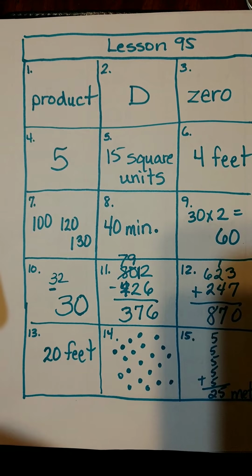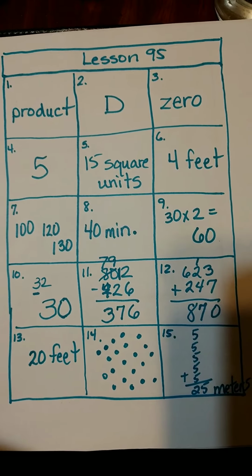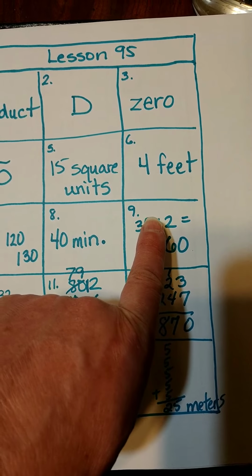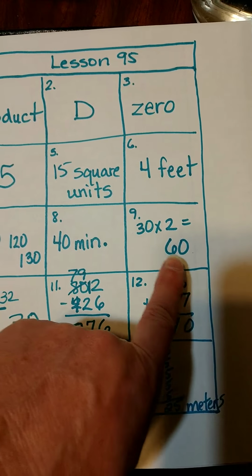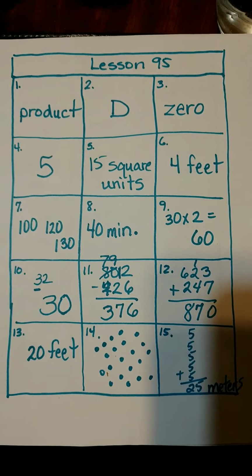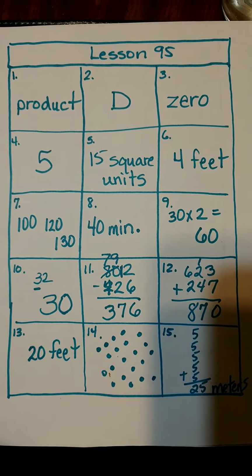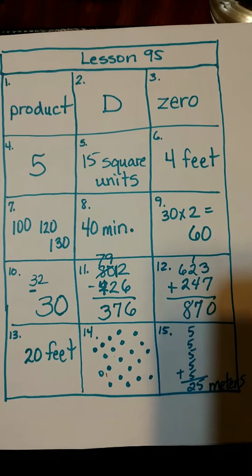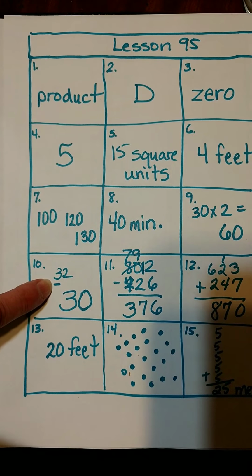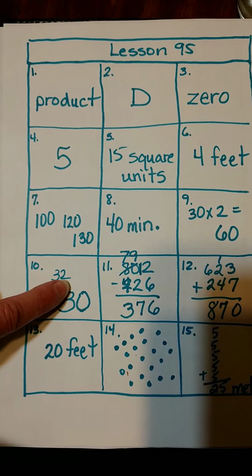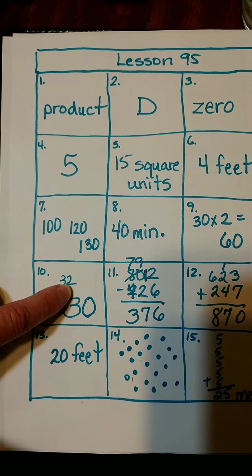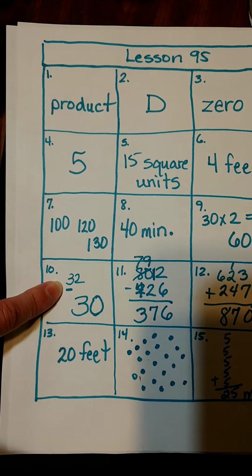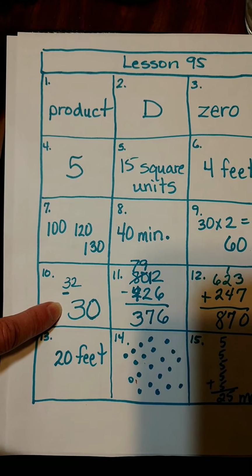On number 9, you had to do 30 times 2. And if you remember my little trick, I said just cover over the 0. 3 times 2 is 6, and then add it back on. 60. Number 10, you had to round 32 to the nearest 10. So what I did was I underlined the number in the tens place, and then I looked at the number beside it. If it's less than 5, I know that this is going to be closer to 30. 32 is in between 30 and 40, and it's closer to 30.